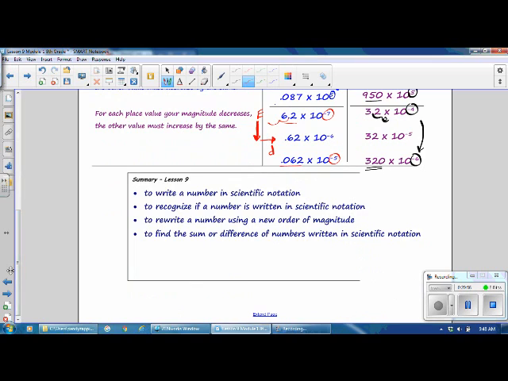In this lesson, you have learned to write a number in scientific notation, to recognize if a number is written in scientific notation, to rewrite a number using a new order of magnitude, and to find the sum or difference of numbers written in scientific notation.